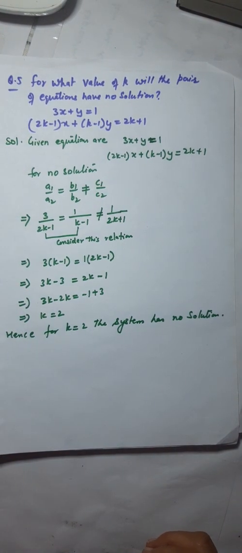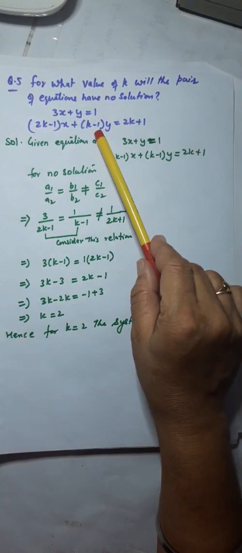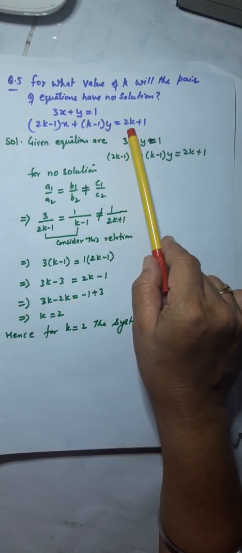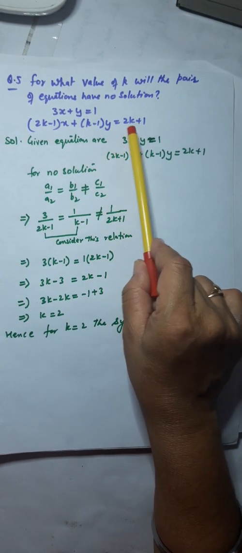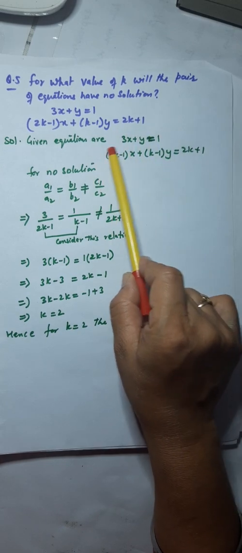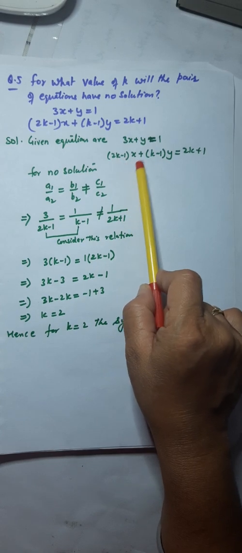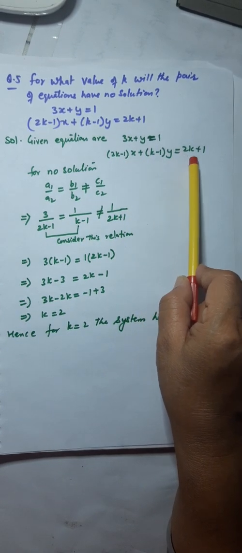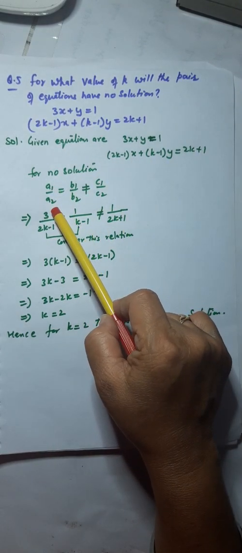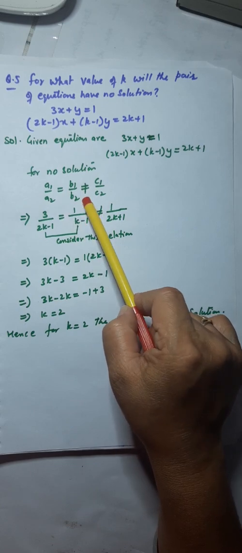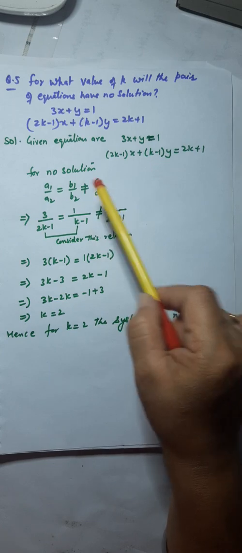Question number 5. For what value of k will the pair of equations have no solution? The pair of equations given are 3x plus y is equal to 1 and 2k minus 1 into x plus k minus 1 into y is equal to 2k plus 1. For no solution, a1 upon a2 should be equal to b1 upon b2 should not be equal to c1 upon c2. So here we put the values.